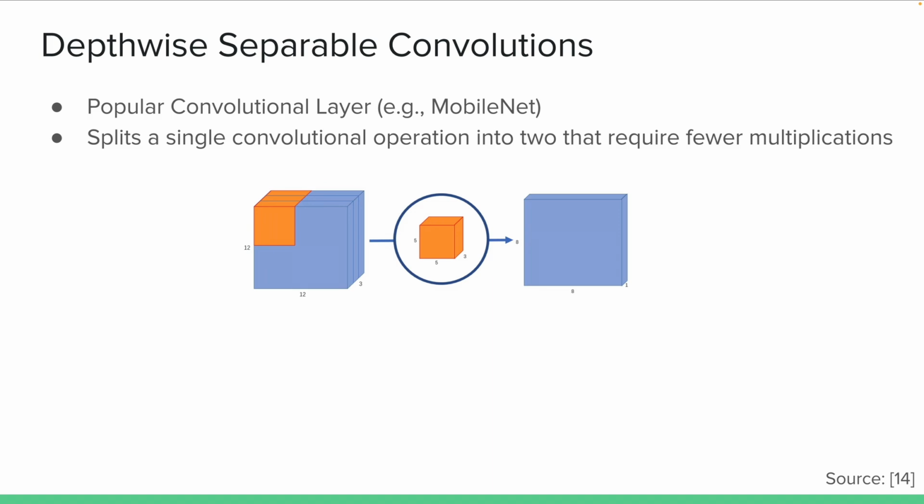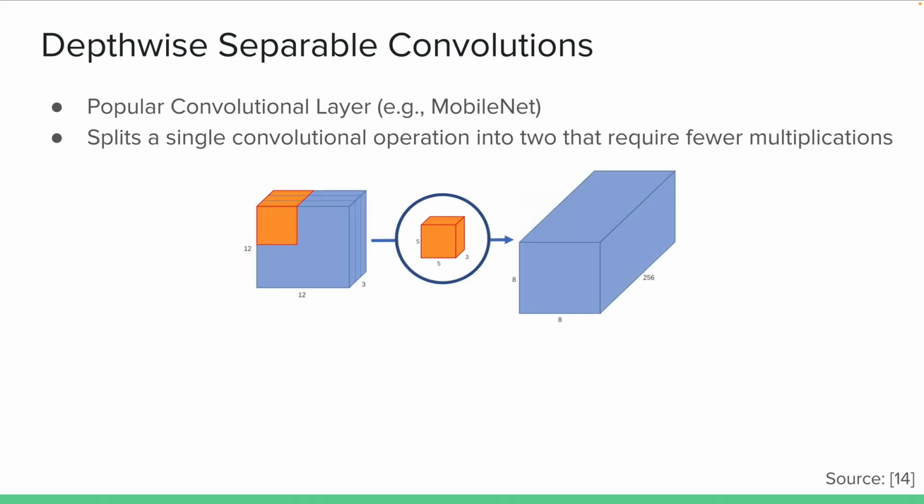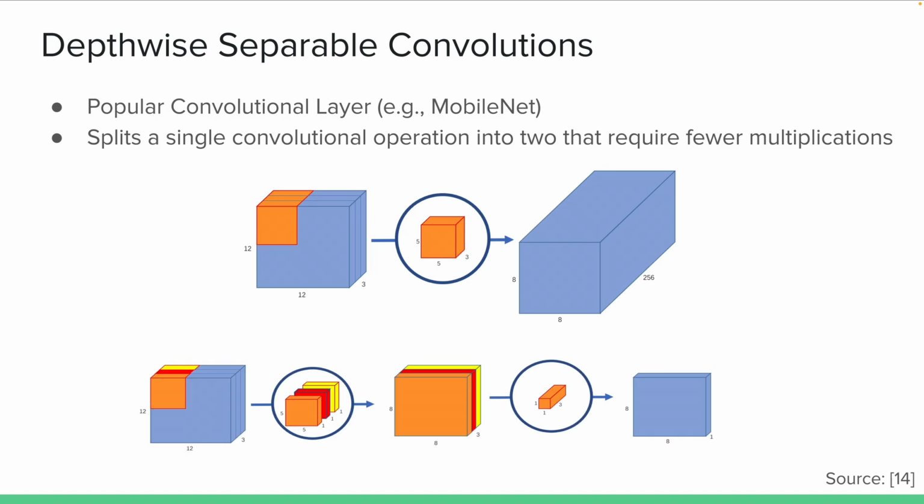Of course, often we want to have more than one output feature map. So what we do is we repeat this operation, say 256 times, to obtain our output volume, which would then be an 8 by 8 by, say, 256 channels output. Now what the depth-wise separable convolutions do is they split this one operation into two.